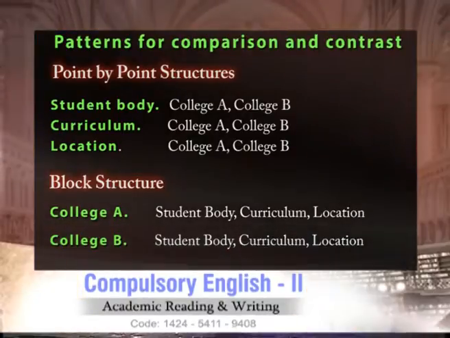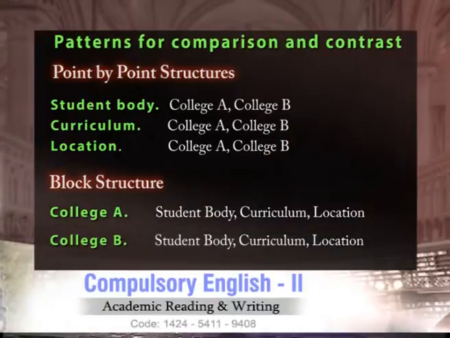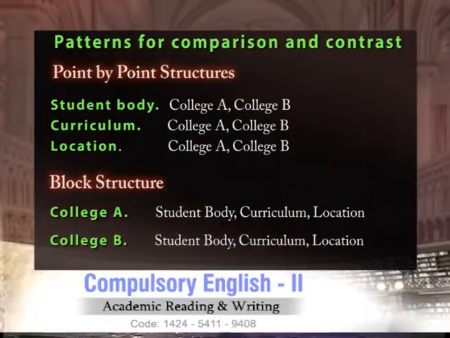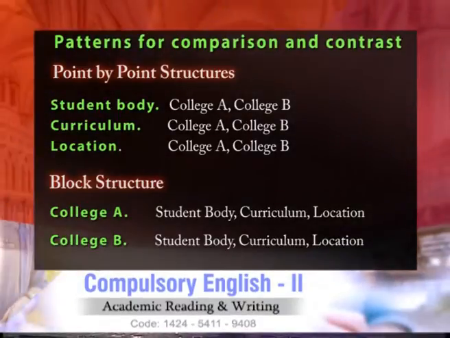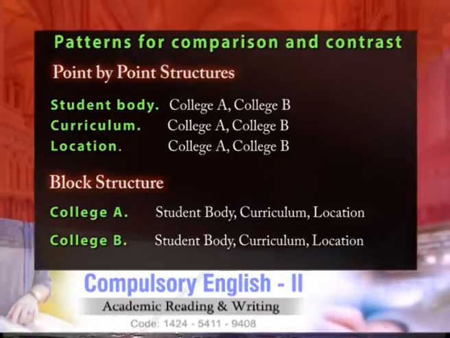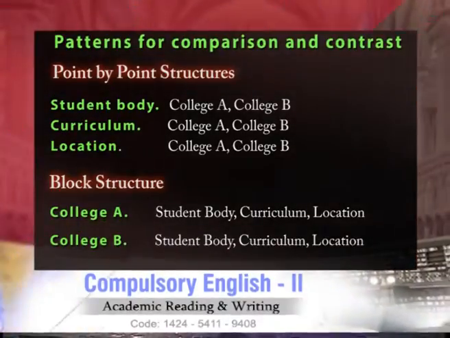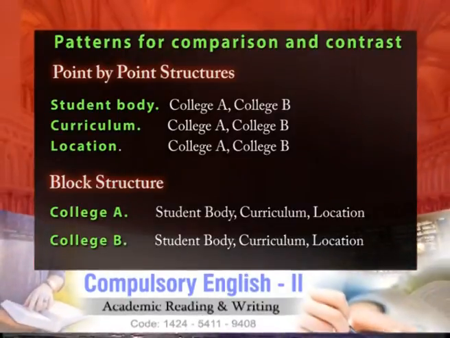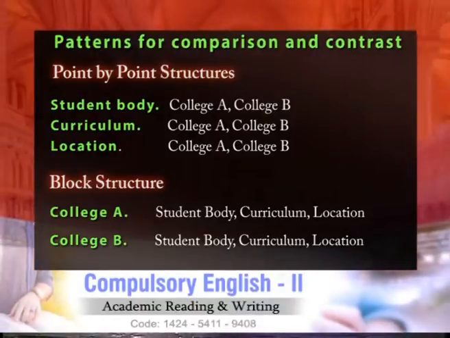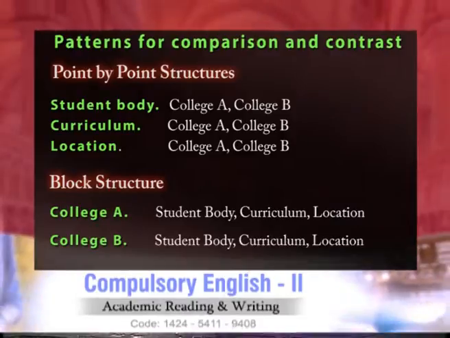In using point structure, you will see that there are 3 points of comparison between the two colleges. You compare the student body of college A and college B. You compare curriculum of college A and college B. You compare location of college A and college B. So you are going back and forth from college A to college B, discussing the 3 points of comparison.